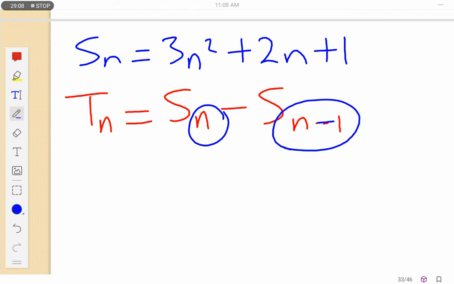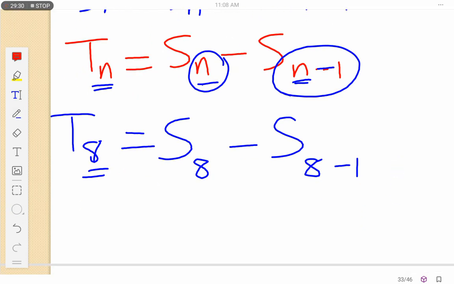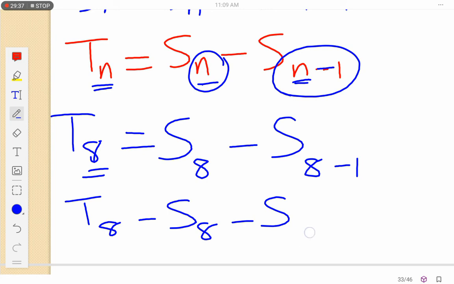For example, in this case, we want to find term number 8. I'll simply say S8 minus S(8 minus 1). I'm putting 8 on all the n's there, meaning at the end of the day, our formula becomes T8 equals S8 minus S7. So that's what you get at the end of the day.